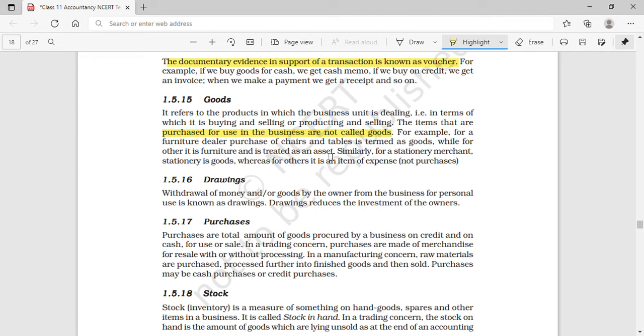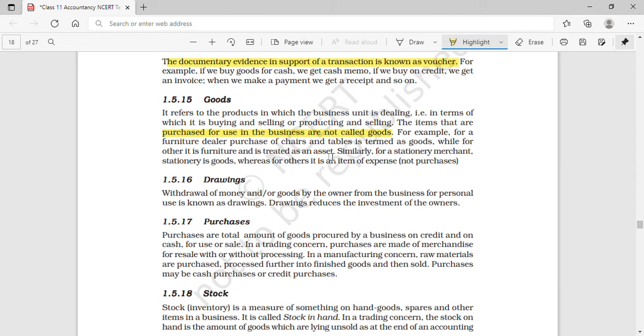So if I'm a furniture dealer and I'm purchasing, it is my goods. But if I'm a normal company, a real estate company or something, and I'm buying furniture for the company, that is my asset. It won't be goods, I don't have anything to do with it as my goods. That is why you should keep it in consideration.